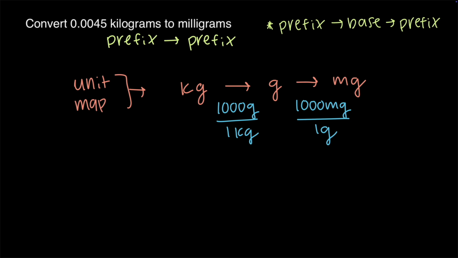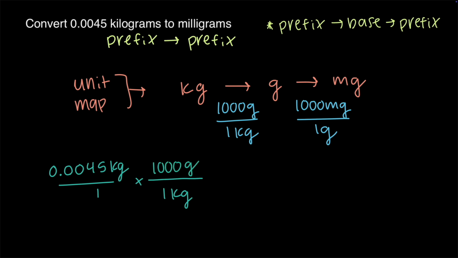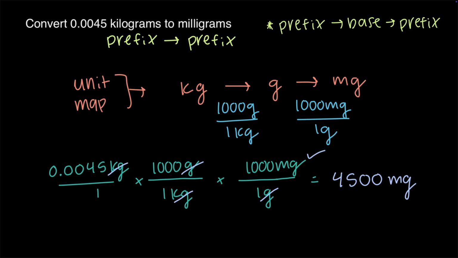We start with 0.0045 kilograms over 1. In the next fraction, we put 1 kilogram on the bottom and 1,000 grams on the top. In the next fraction, we put 1 gram on the bottom and 1,000 milligrams on the top. The kilograms cancel out and the grams cancel out. We are left with milligrams, the unit we need for our final answer. Multiplying and dividing all values, we get 4,500 milligrams.